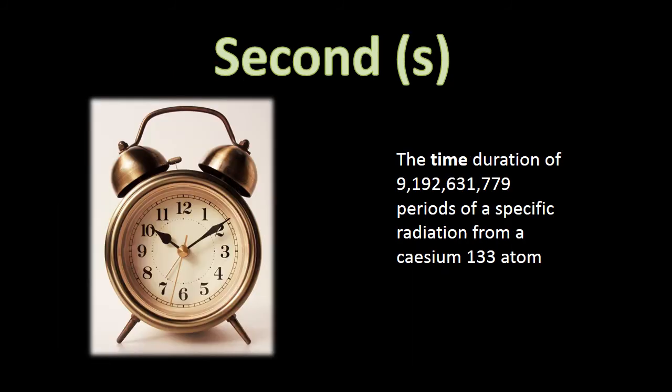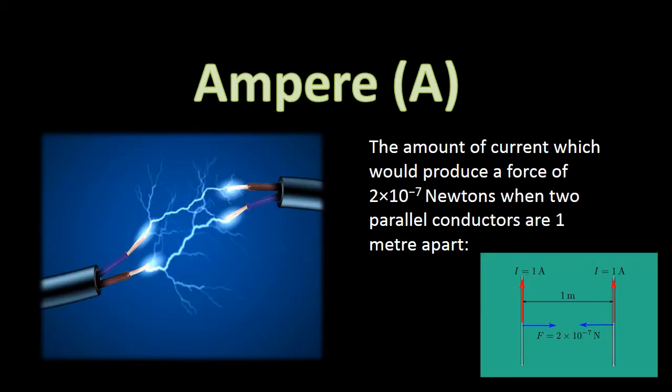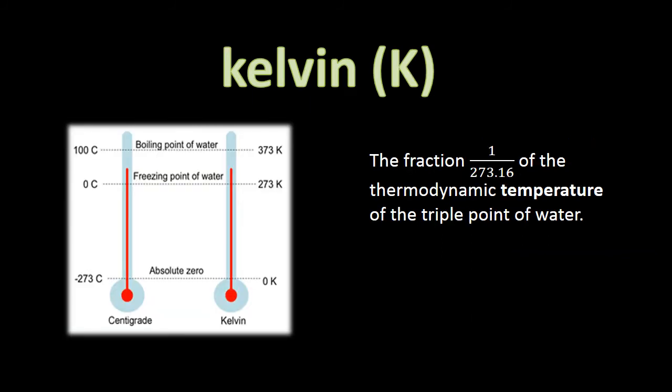The second measures time. It uses the constant nature of radioactive decay as its reference. The ampere measures current. It uses the force generated between 2 current-carrying conductors as its reference. The kelvin measures temperature. It uses the triple point of water as its reference.